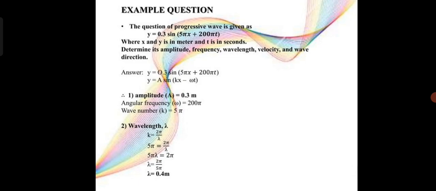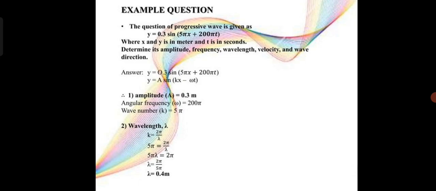There is a basic example you can solve. The equation of the propagation is given as y equals 0.3 sin of 5 pi x plus 200 pi t, where x and y are in meters and t is in seconds. Determine the amplitude, frequency, wavelength, and velocity. Here a equals 0.3, which is the amplitude, the angular frequency equals 200 pi, and the wave number k equals 5 pi.